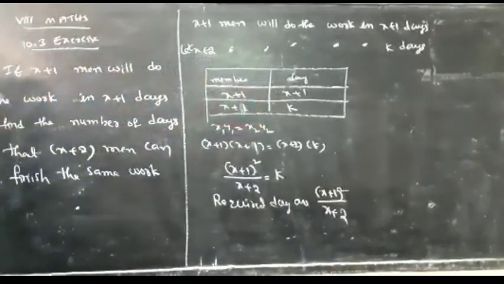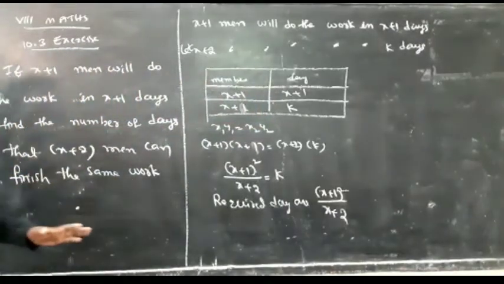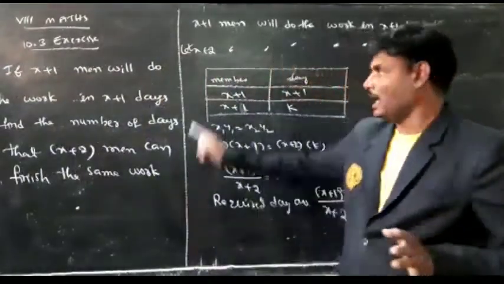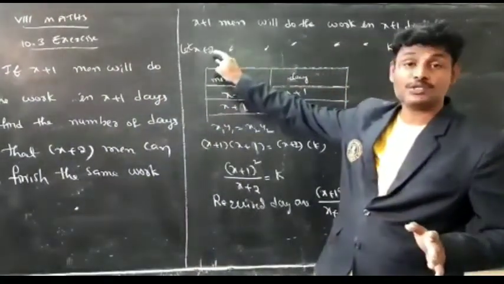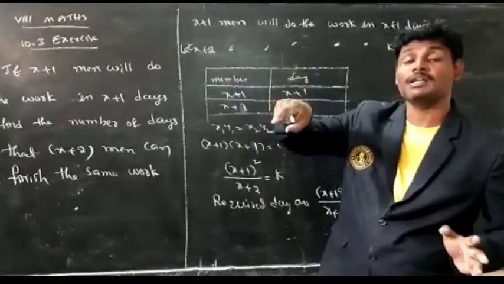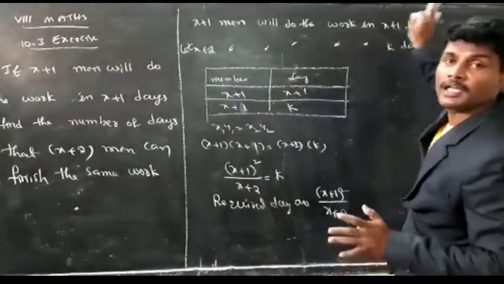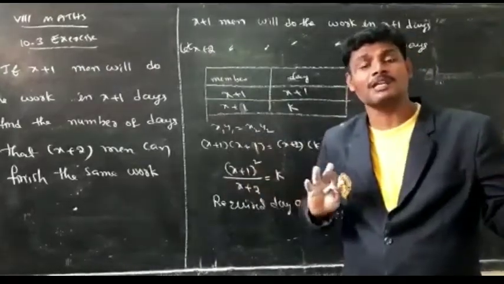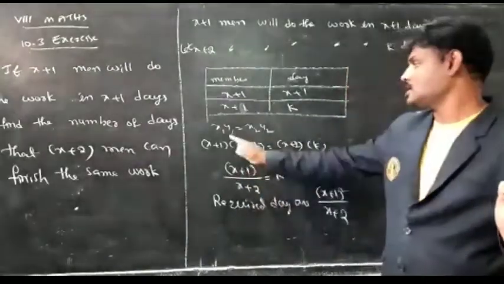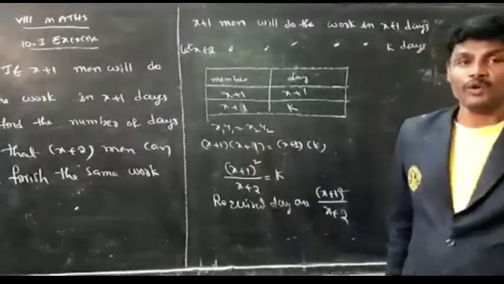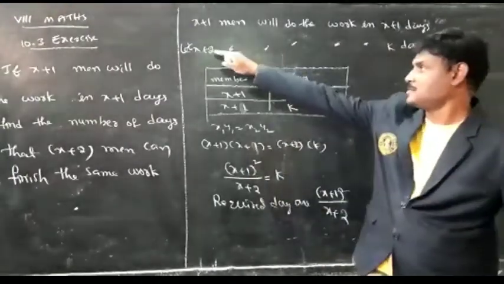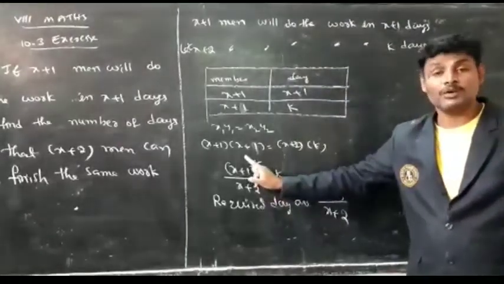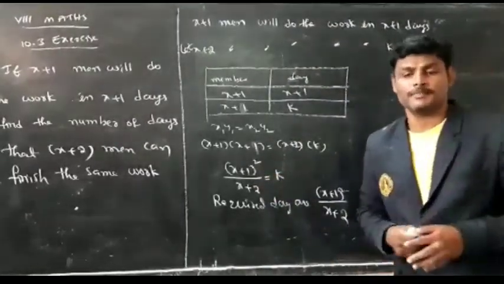Clear the question? Here x plus 1 members can complete the work in x plus 1 days. Let x plus 2 members complete the same work in k days. Work and days are always inversely proportional. So x1 y1 is equal to x2 y2. What is the final answer? x plus 2 members can complete the work in x plus 1 whole square by x plus 2 days.